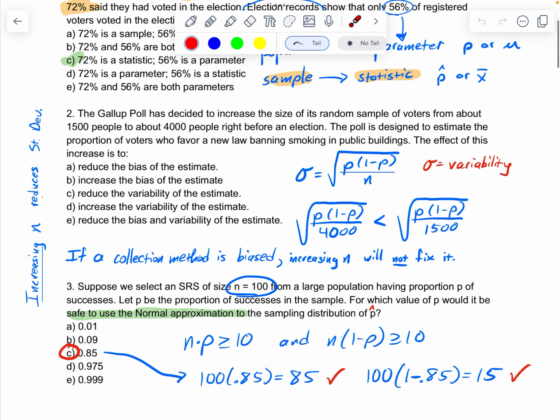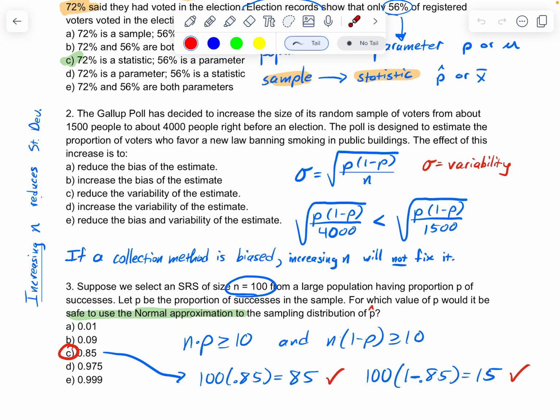And then think to yourself, the only difference here would be 1,500 versus 4,000, right? I wrote it sideways. Increasing sample size always reduces standard deviation because I'm dividing by a larger number than I'm dividing by over here. So it reduces variability. So it is either C or E.